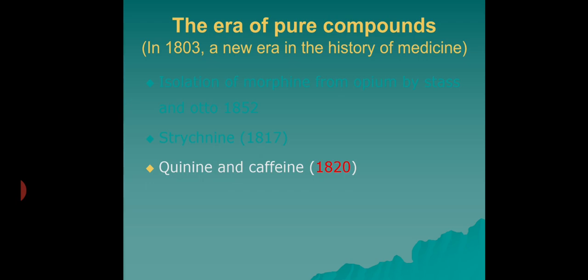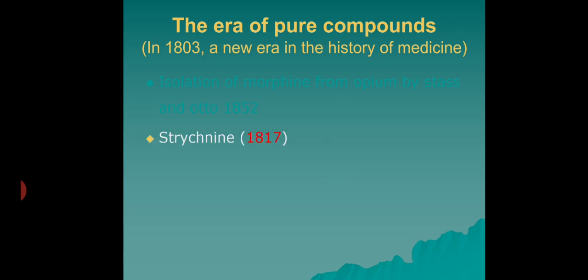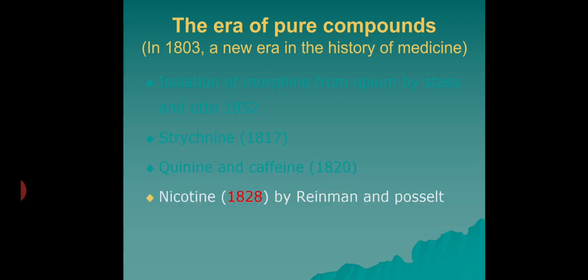Quinine and caffeine isolation happened in 1820. Quinine, as I said just now, hydroxychloroquine is a drug of choice now for eradicating the corona virus. And caffeine, which is obtained from tea leaf or coffee arabica seed, there they isolated the pure compound caffeine. This all happened in the 1820s, and that possesses CNS stimulant property. And nicotine from the tobacco leaf was isolated by Rainman and Posselt.